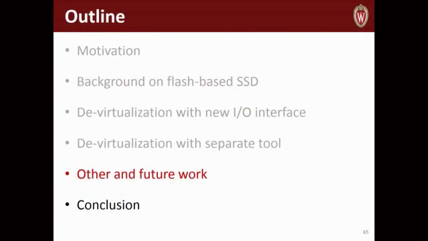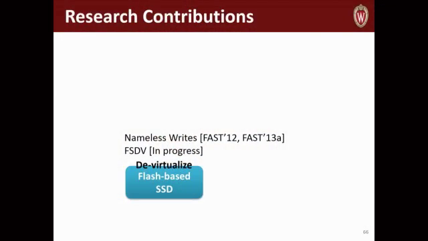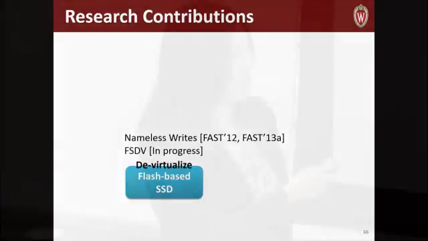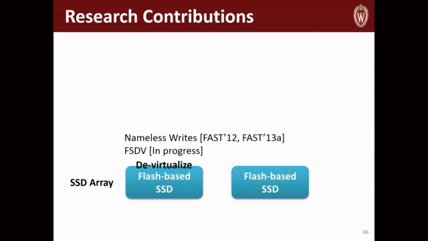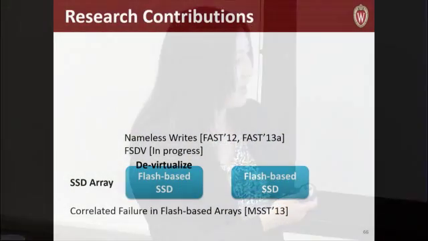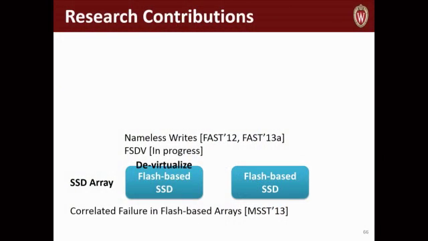Now I'll present some of my other work and future work, and finally conclude. The part that I talked about just now is about de-virtualization of single flash-based SSDs. But we can also have flash-based arrays. One problem that I looked at is correlated failure. Imagine we have mirrored SSDs, and the mirroring pair will receive the same write patterns, so they will die at the same time. What I did here is add some dummy writes, so that one device can fail sooner than the other one.